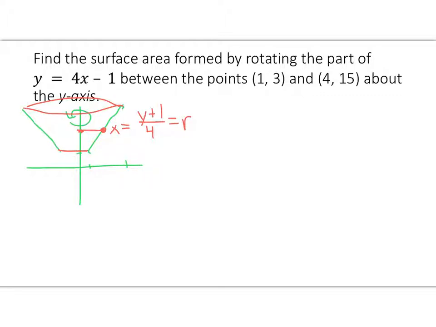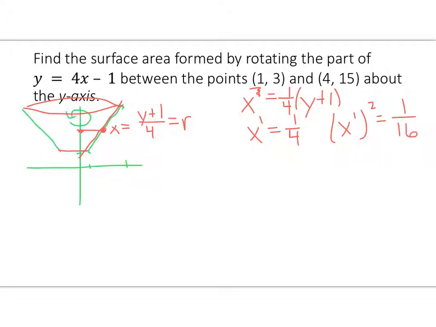Next, I need to figure out my arc length. So the arc length is the length of that curve, so I need to look at my x and find x prime. So x prime is just 1/4 times that y plus 1, that's x. So then x prime is just 1/4 for my derivative, and then I have to take my derivative and square it, and I get 1/16. So then before I go to my formula, I know I need to do 1 plus my derivative squared, which would be 1 plus 1/16, which is 17/16.